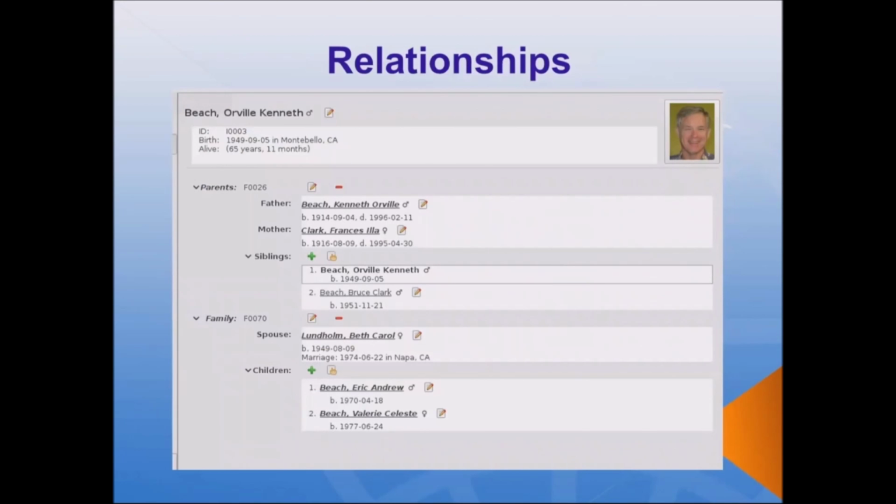Relationships. This is another view of the data. This happens to be me with my smiling face in the corner. And you'll notice my father, Kenneth, mother, Frances, the little pencil and paper on the right says you can edit directly from this. My brother Bruce, my spouse, and my children. And there are lots of different ways to look at the same grouping of people.